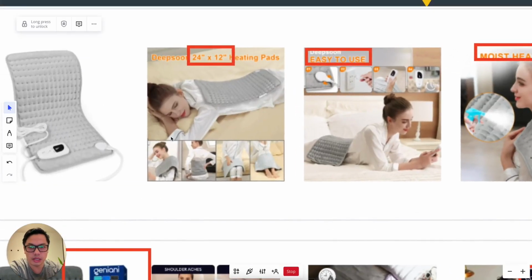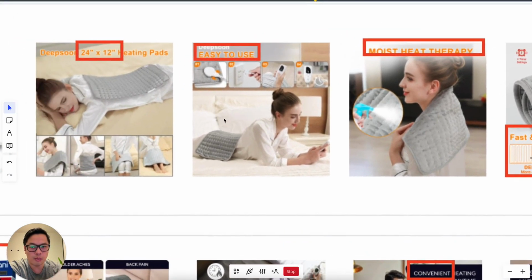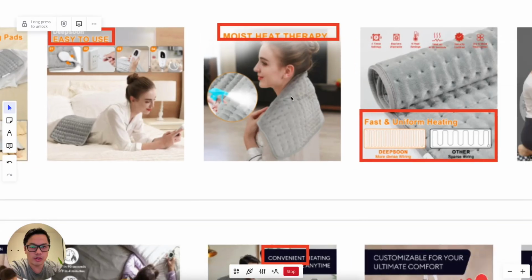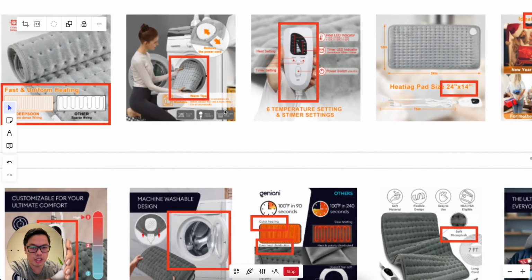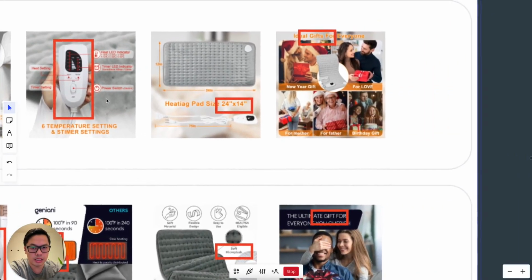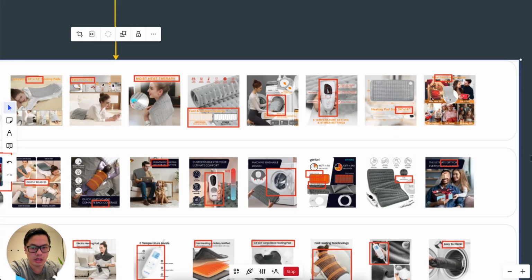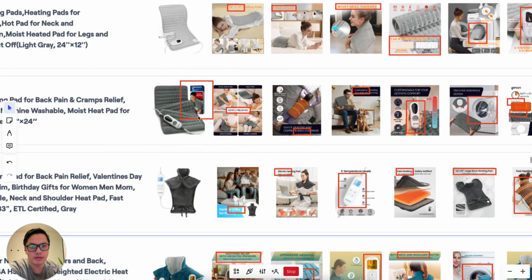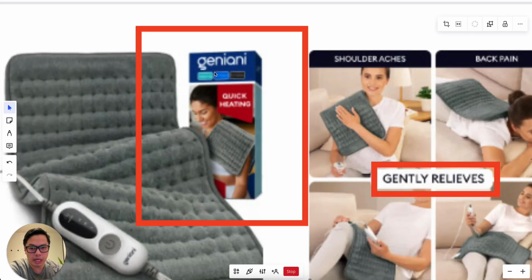So this one here is dimension post. We have ease of use. I'm just trying to understand what kind of themes of images there are. So we got ease of use, moist heat therapy, fast uniform heating, machine washable, adjustable settings, pad size, and then GIFs. You can see a lot of these themes were the same themes that we talked about in the market research section. Here they have packaging.